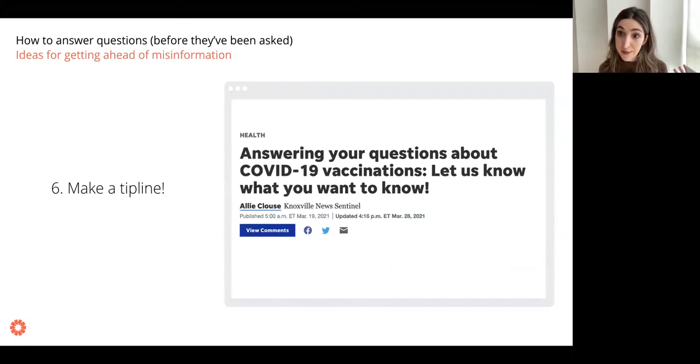Another thing that you can do is make a tip line, right? Sometimes it's hard to search the web for questions about the vaccines. You may also come from a news outlet or an organization where you don't really have the time and resources to set up these robust monitoring systems. Well, one thing that you can do is set up a tip line or even just an email inbox for people to send in their questions that they have about vaccines. So this is something that the Knoxville News Sentinel did, a little branch of the USA Today network in the States.